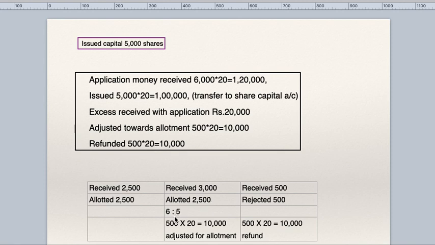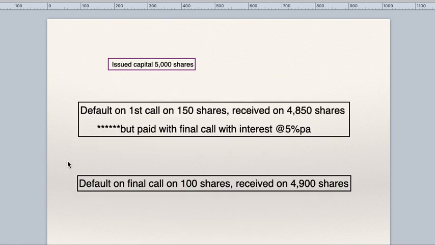Ratio is 6:5. That means if a person has applied for 6 shares, he will get 5 shares. So number of excess applications received here are 500. 500 into 20, 10,000. They won't refund it back, but it gets adjusted towards allotment. In the third lot, 500 applications are received and all applications are rejected. So whatever money they have received, 500 into 20, 10,000 is refunded back. Now we'll see default.